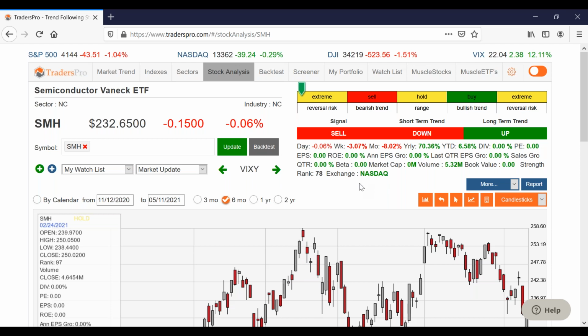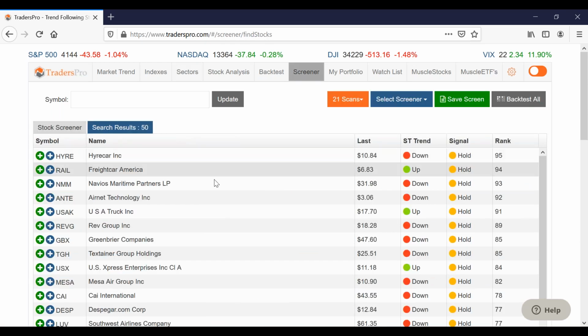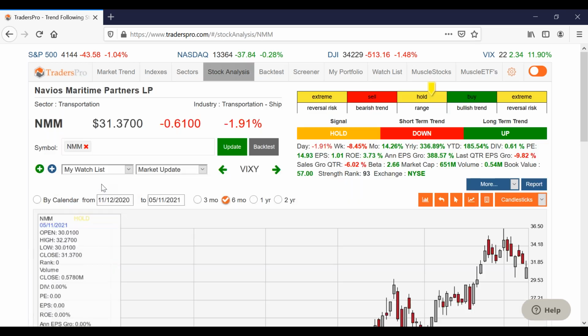Now let me double check here real quick. Actually, let me go over a stock or two here. Let's go to the sectors under transportation. I've done rail before. That still looks like a pretty good one here. Let's go down to this NMM, Navios Maritime Partners, 93 strength rank.